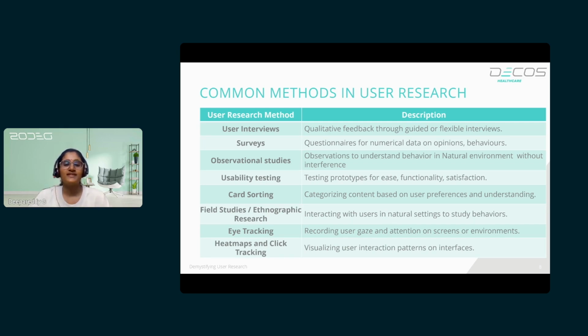Whereas click tracking records where exactly users click or tap the most. This will help identify the popular content areas, and thereby we can optimize the layout and navigation, and also improve or encourage user engagement. Together these tools provide valuable insights for enhancing user experience and design effectiveness.